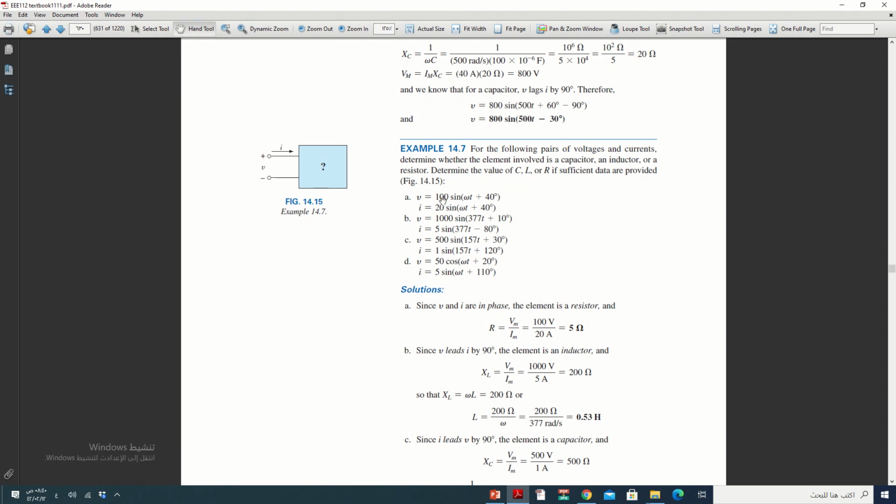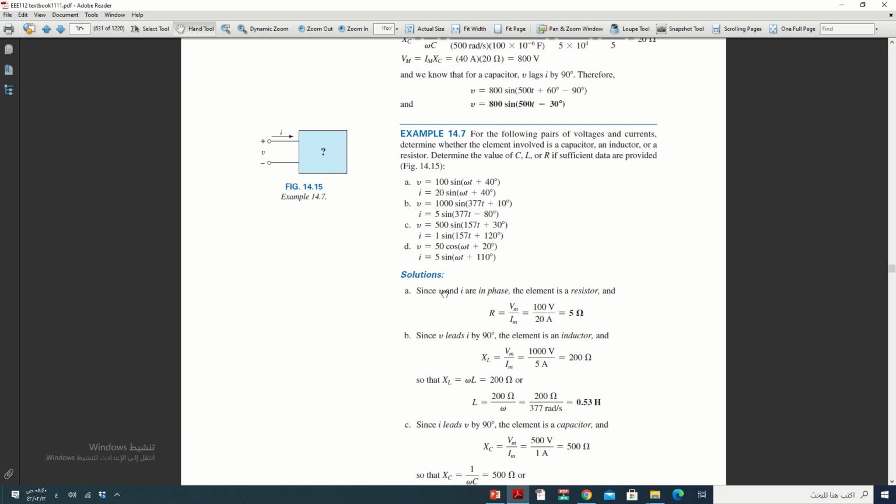Right. For this example, 100 sine omega t plus 40, and 20 sine omega t plus 40, all of them are sine and start from 40. This means a resistor, because they are in phase, all starting at the same point. So since V and I are in phase, the element is a resistor. And R equals the peak of the voltage divided by the peak of the current, 100 over 25.